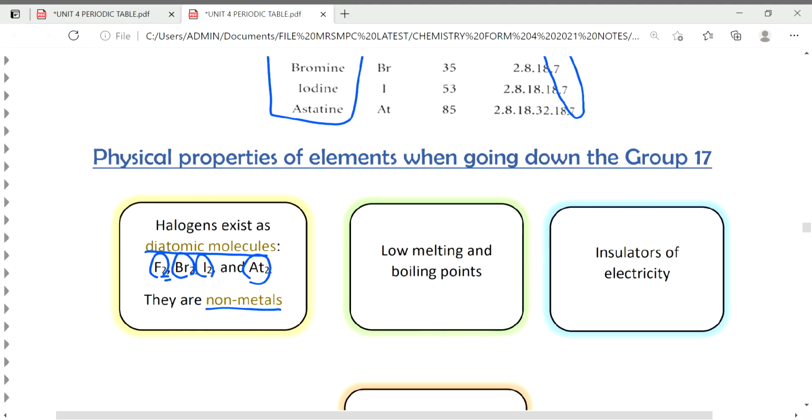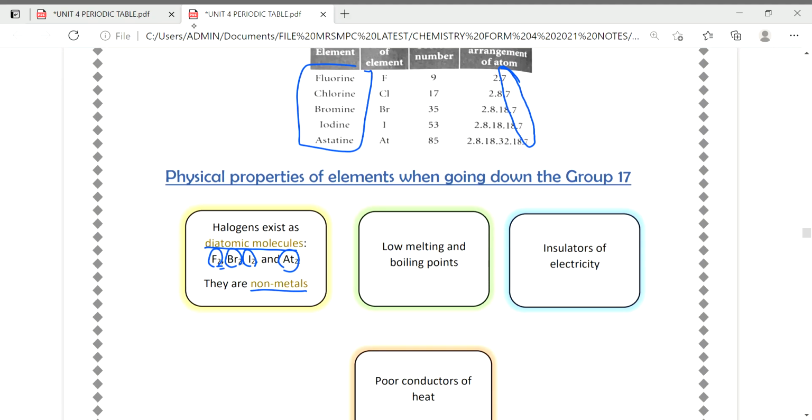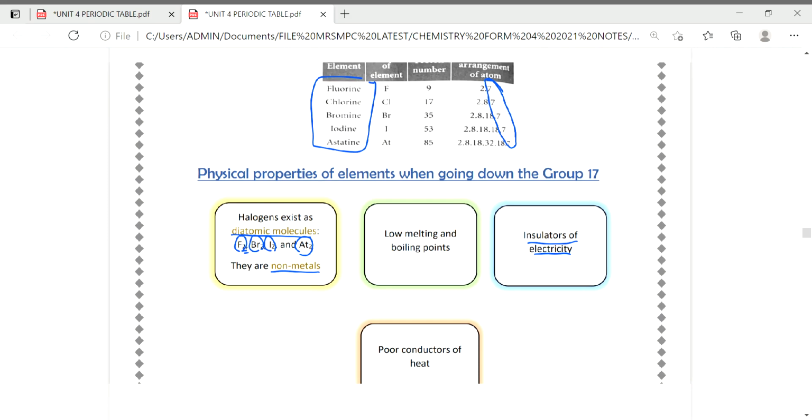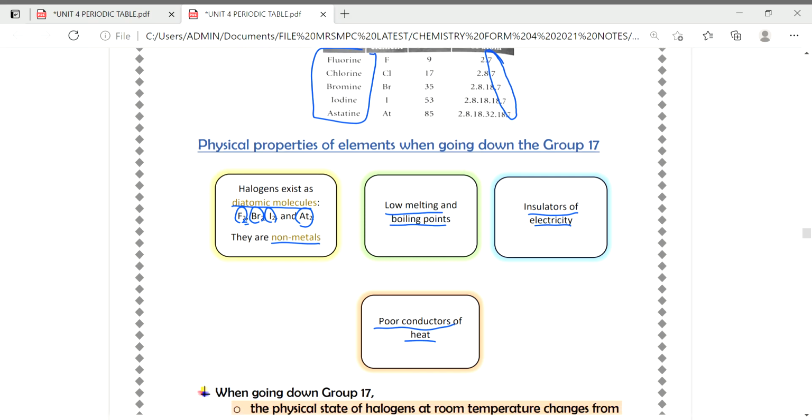Since they are non-metals, bukan logam, they are insulators of electricity, penebat. Tak boleh conduct electricity. And then they are poor conductors of heat, because they are non-metals. And then they also have low melting points and boiling points.